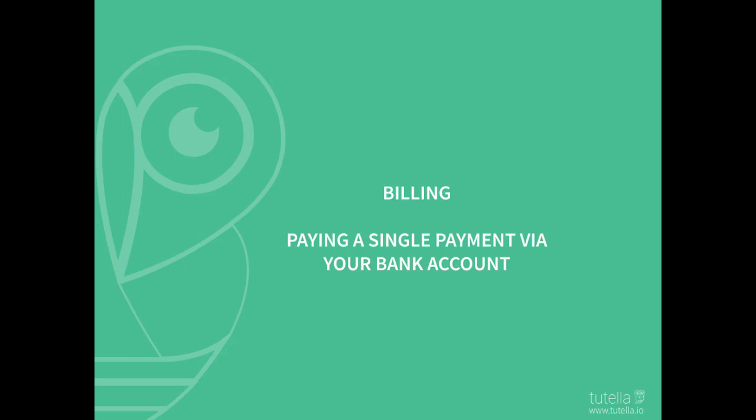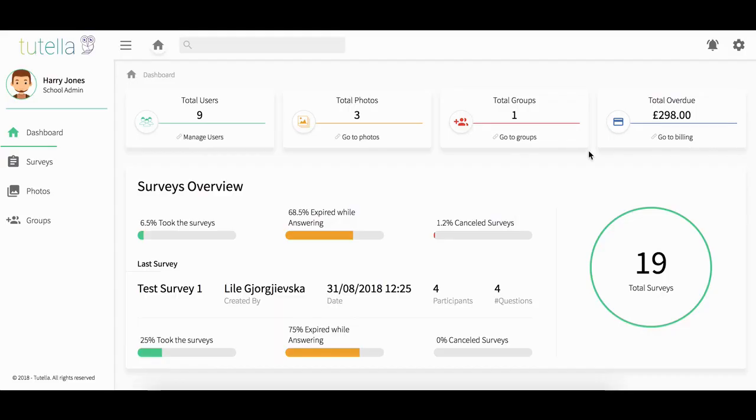Billing, paying a single payment via your bank account. Navigate to the Tutella home screen dashboard and either select the Billing option from the Settings menu or by selecting Go to Billing on the dashboard.